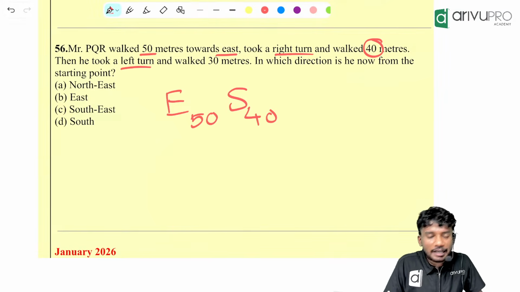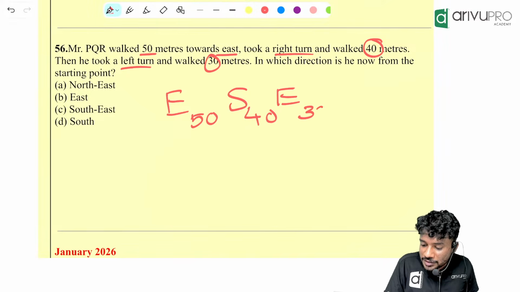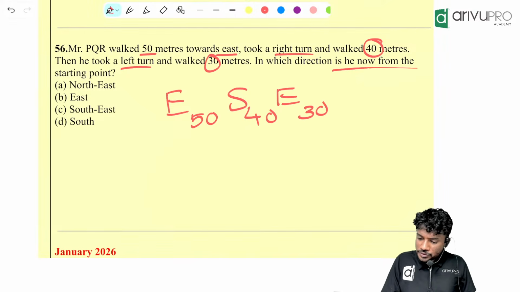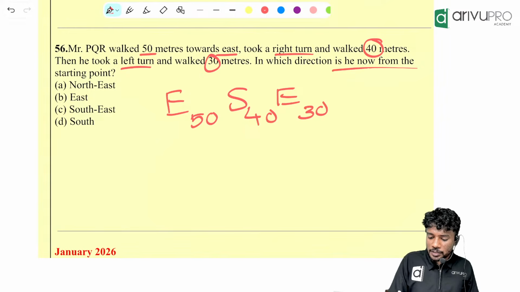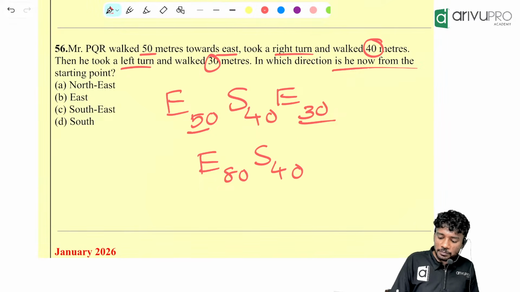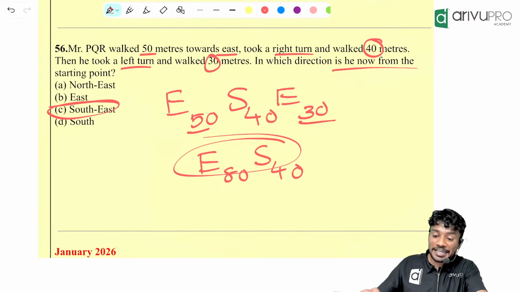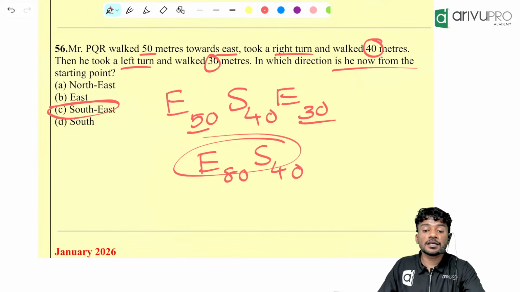Then turn left. Left of south is what, people? East. How many meter? 30 meter. Now, in which position from the starting point is the question, people? East 50 and east 30 will become east 80, then south 40. Now tell me, people, which is this direction? Southeast. Option C is your answer. That's your September 2025 question.